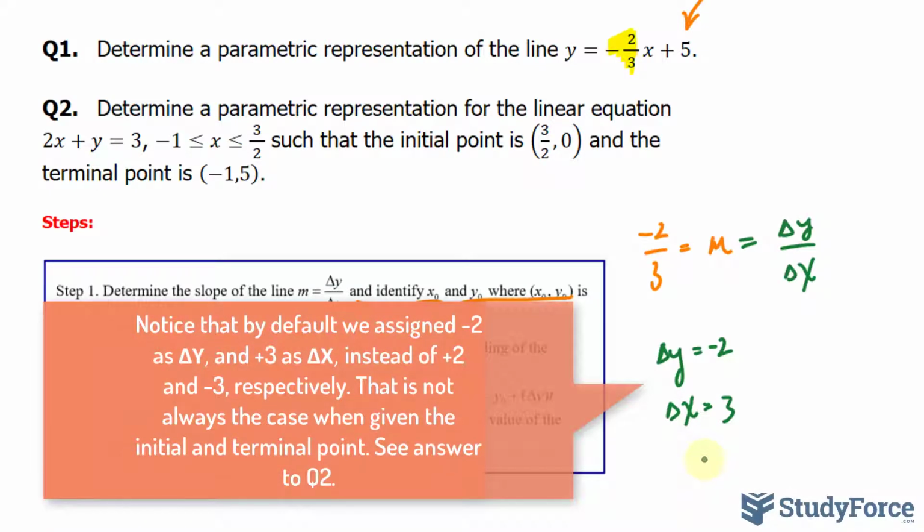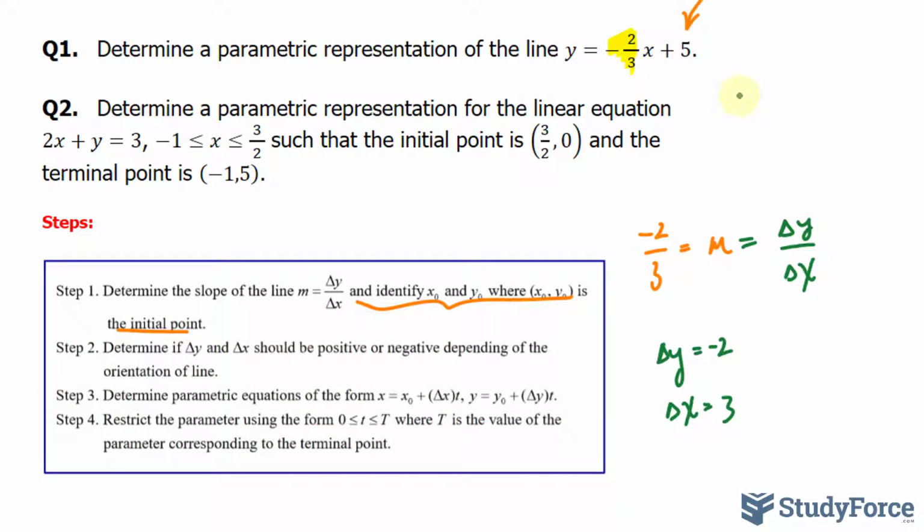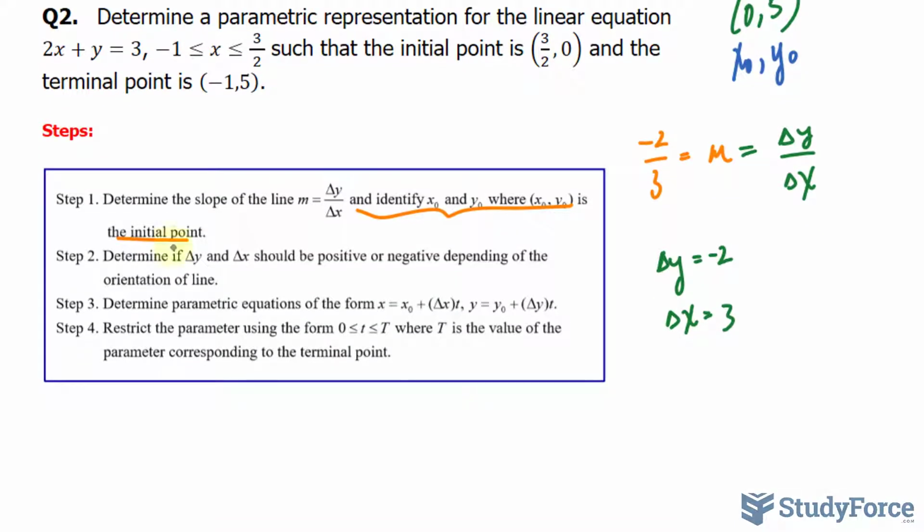Now, since they don't tell us the initial point, what we could do is use the y-intercept. We can say that the y-intercept is the initial point. I'll write down that the initial point is 0 and 5 because the y-intercept is at positive 5 and the x-coordinate would be 0. So that's x initial, y initial. In step 2, determine delta y and delta x. We just did that. That's done.